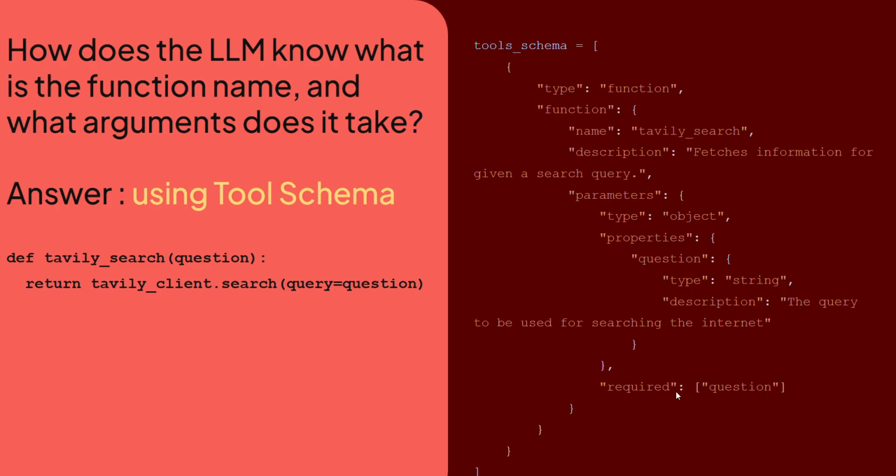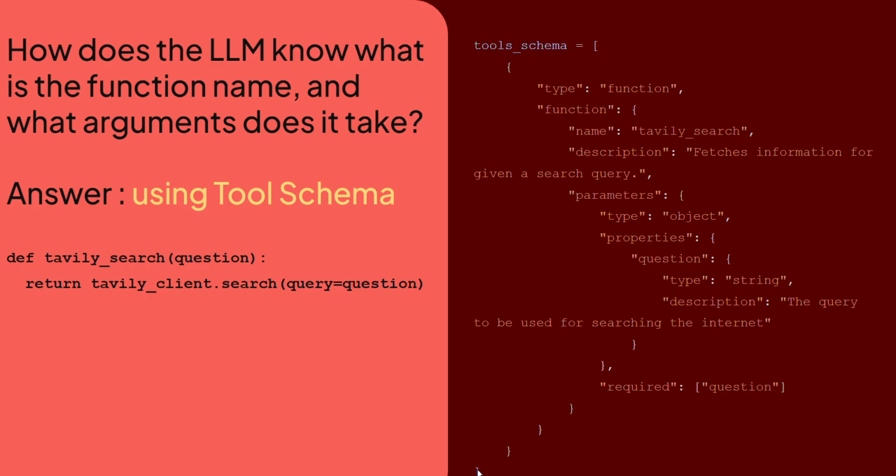And required. Let's say there are two parameters, but only one is mandatory. Not all the parameters are mandatory. Let's say the second parameter is optional, and then there is a default value associated with it. In that case, you tell the LLM, boss, this parameter is essential. You have to pass a value inside it. Otherwise, this function will not run. So this is the whole idea behind teaching the LLM how to use that function.